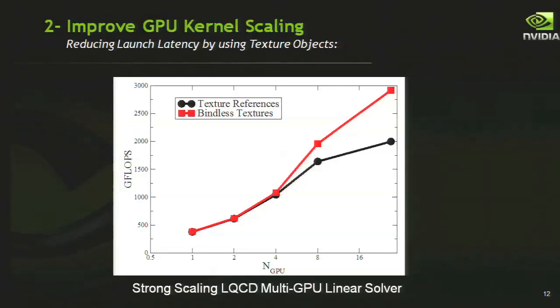So here I have an example of lattice QCD. This is the code that tries to probe what is happening inside a nucleus. And we saw that we were sort of tapering off in scaling because of these launch latency issues. But in this case, the problem was they were binding all these textures. So with Kepler and CUDA 5, which are both out publicly now, you can instead use bindless textures, and those reduce the launch latency. So try to reduce this fixed overhead. And when we reduce the fixed overhead, we see much better scaling.